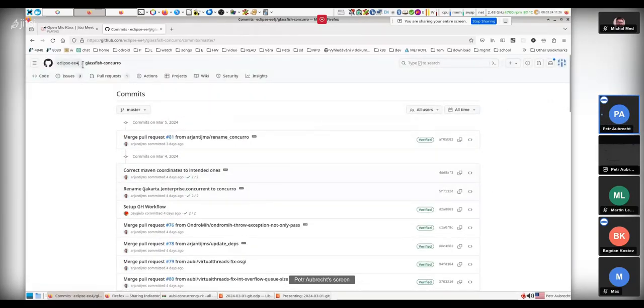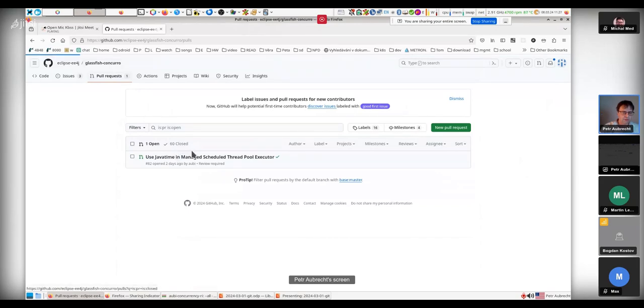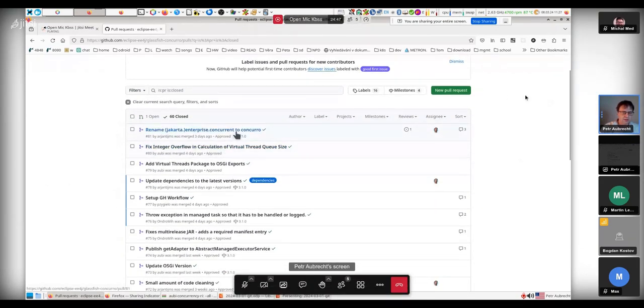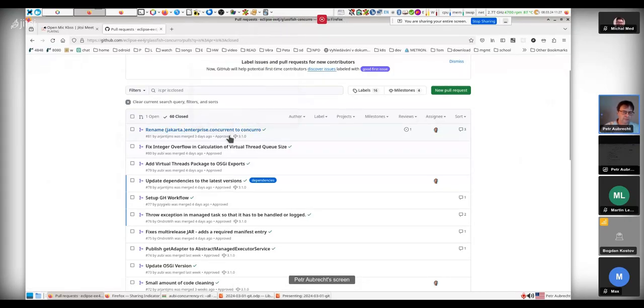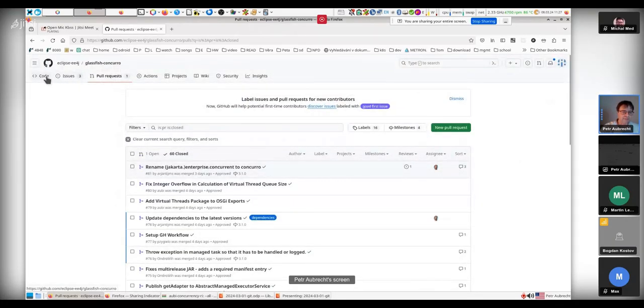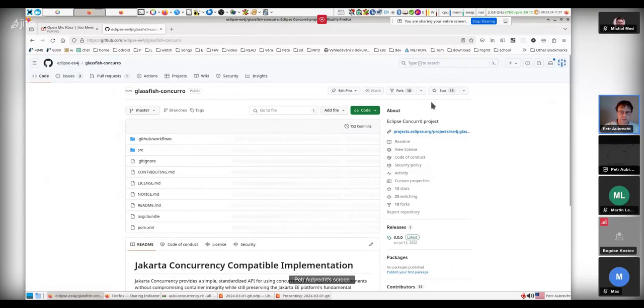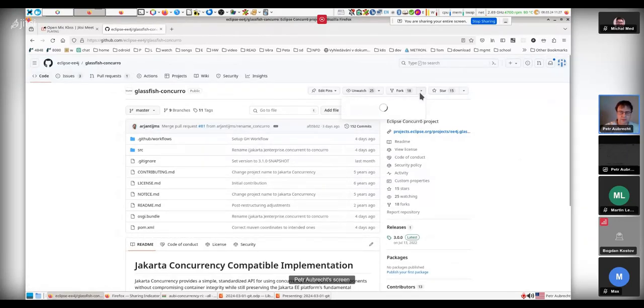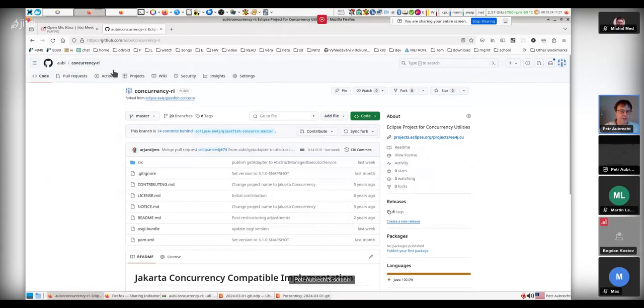This is the main project. If you look at the pull requests, especially the closed ones, you will see that they are always from somebody's own repository, from the clones, to the main repository. So I have my clone of this, of course, my forks. The concurrency array is the old name. And this is my clone.